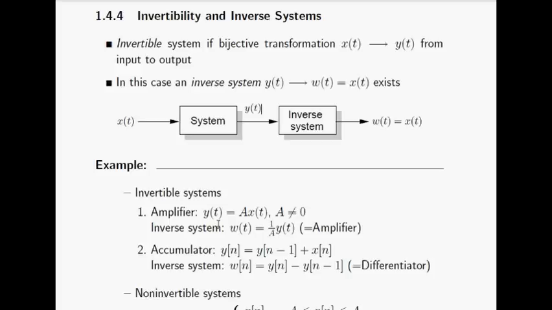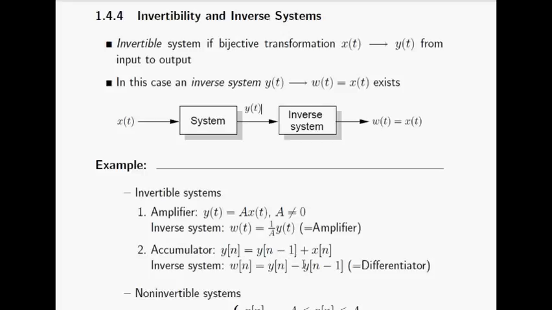Another example is the accumulator, in which y of n equals y of n minus 1 plus x of n. The inverse system for this is y of n minus y of n minus 1. If I put the value of y of n minus y of n minus 1, which is equal to x of n, you can see that the system is invertible.